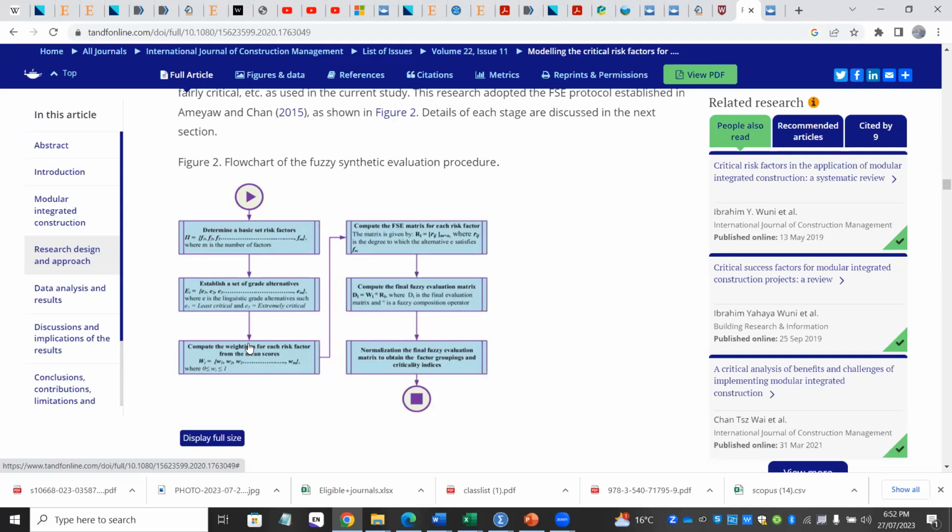It's not that difficult. Then from there you compute a final fuzzy evaluation matrix where you combine everything, including the principal components or the principal groups. We'll do that one too. Then normalizing the final fuzzy evaluation matrix to obtain the factor groupings and the criticality indexes. So the final thing that we'll do is compute what we call the criticality indexes. So we'll go there. Yeah, so it's not a big deal.